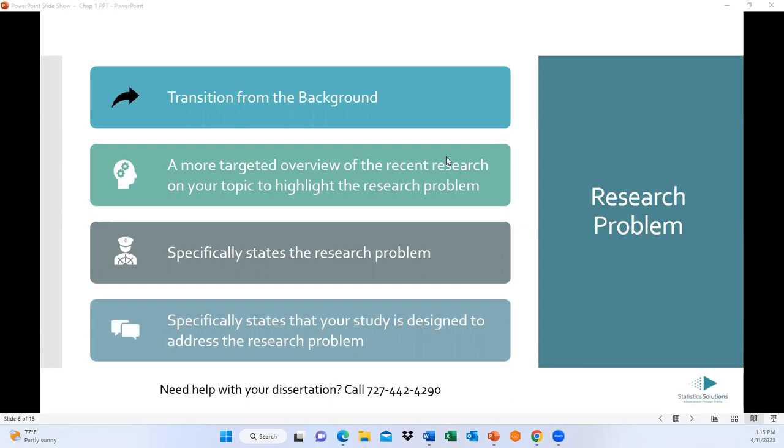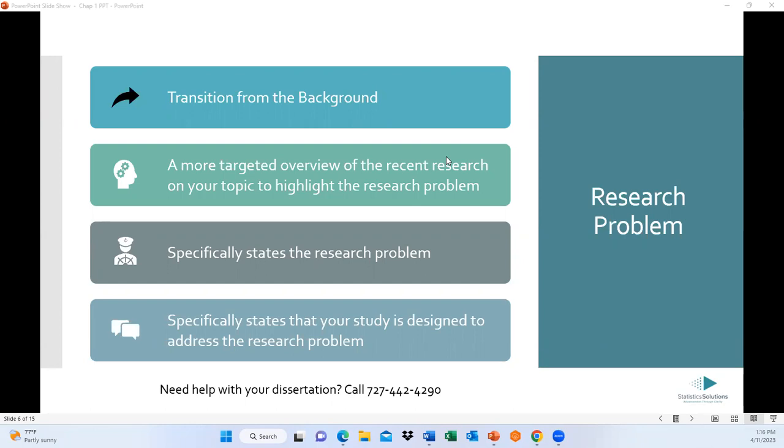You specifically state what the research problem is. You want to specifically state that your study is designed to address the research problem. So you set up the gap, or the issue, or whatever the problem is in the research, by showing some of the major research in the area. And in doing that, you want to highlight what is not in the research, and hence the need for your study. So let's just take an example.